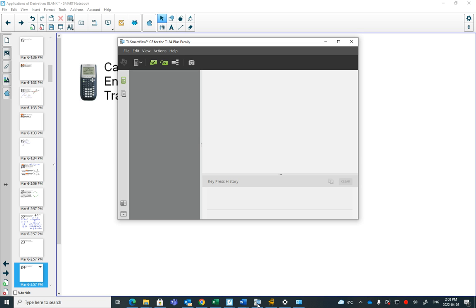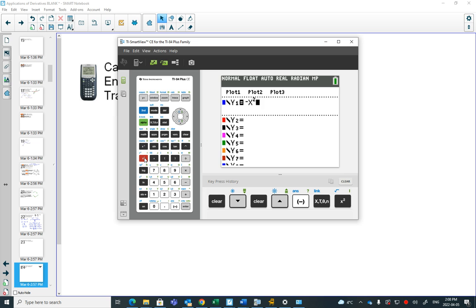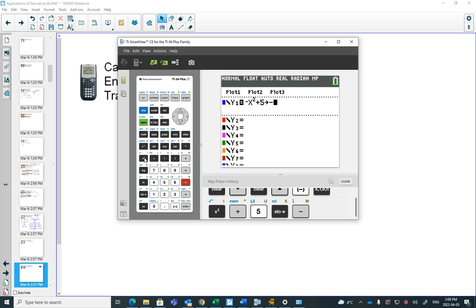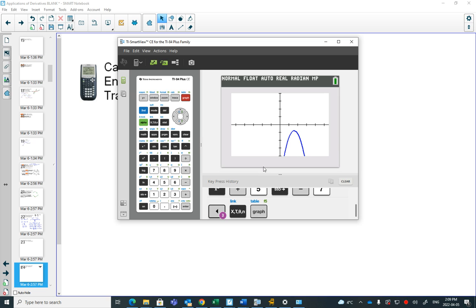So if I go to my calculator, I hit y equals, I clear out these other equations, and I type in negative x squared plus 5x minus 7. There we go. And you hit graph. There's our parabola.